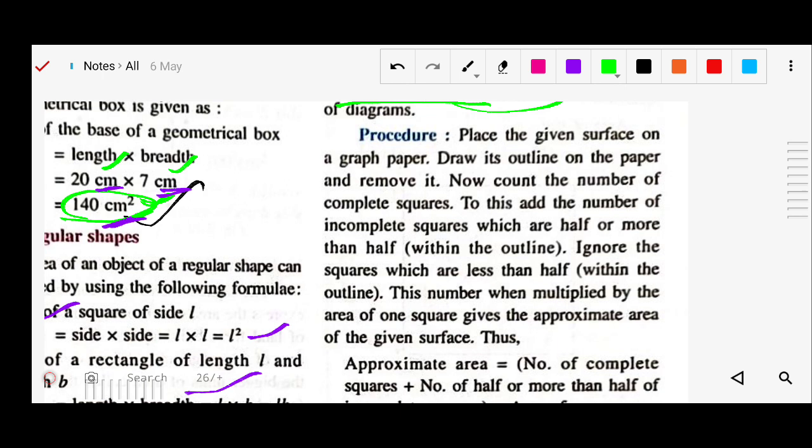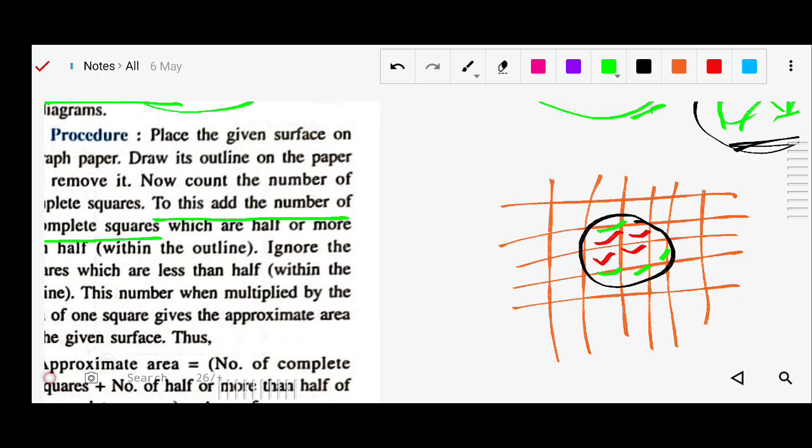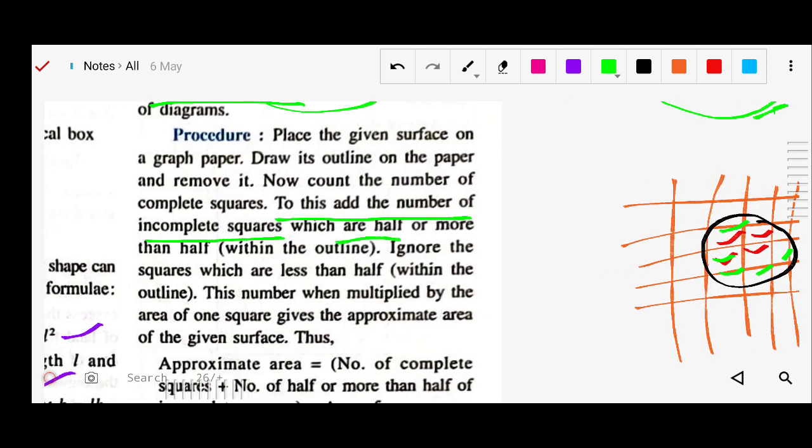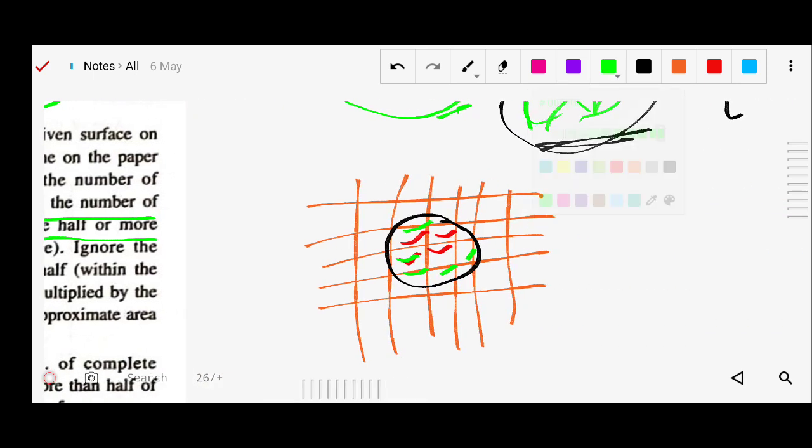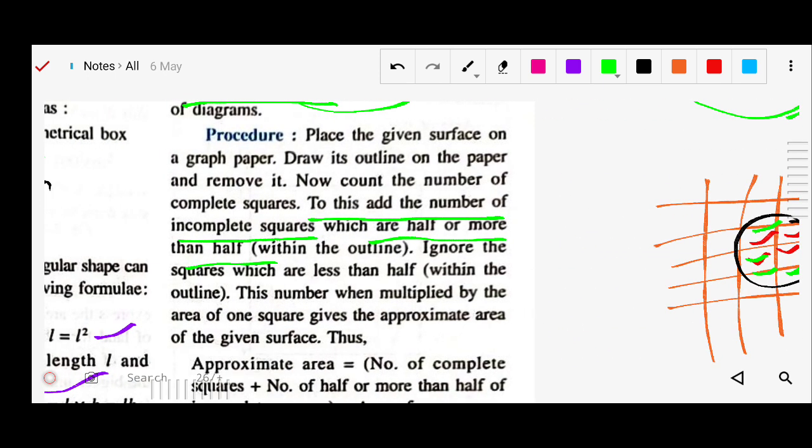First of all, we have to add the number of complete squares. Complete squares are these which I have marked in red color. Then the squares which are half or more than half, which I have marked here in green color, half and more than half, those also we have to count. And ignore, that is the important part, ignore the squares which are less than half inside the outline. Whatever is less than half, those boxes we will not count.